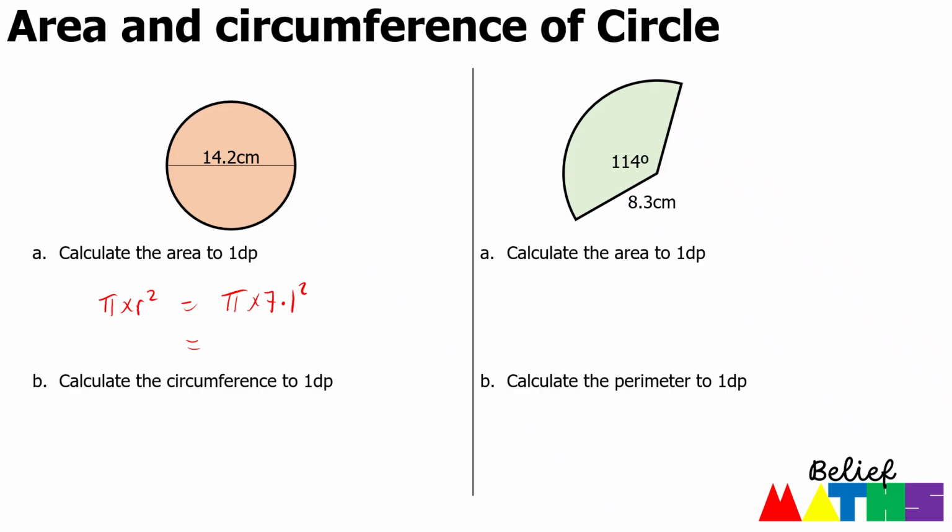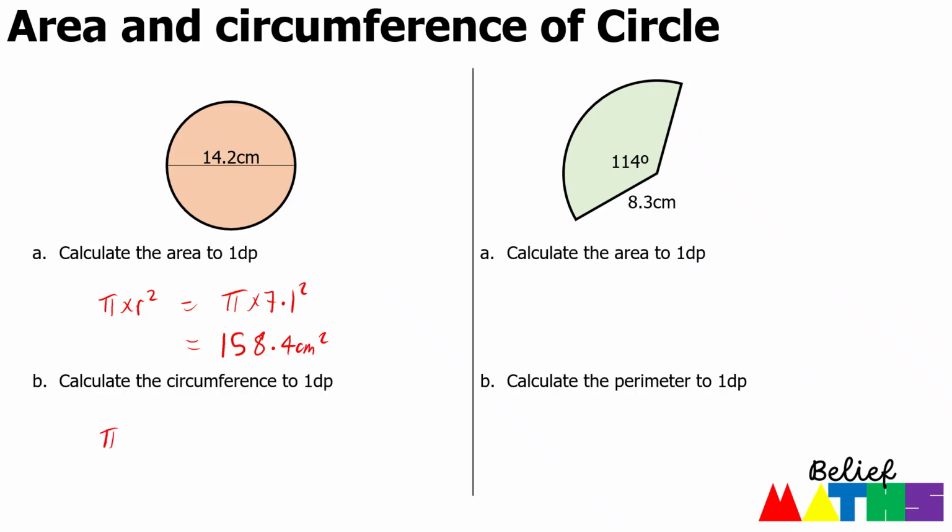Again, I encourage you to use the pi button on your calculator. If you don't have one, check the front of your paper. Usually they say use 3.14 or 3.142, but check the front of your paper to see what level they want you to use pi to for your calculations. But if you're using the correct calculator, you should have a pi button on there. So it's 158.0, to one decimal place 158.4 centimeters squared.